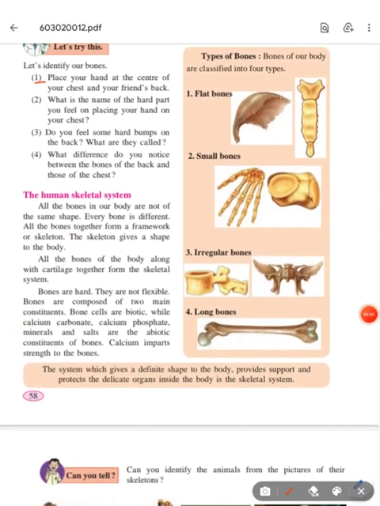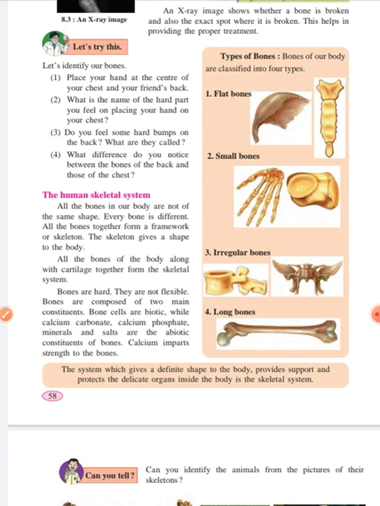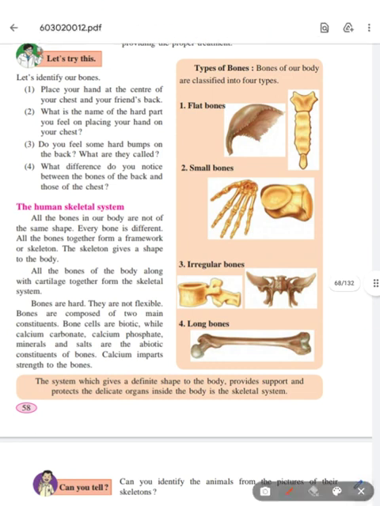First, place your hand at the center of your chest and your back. What is the name of the hard part you feel when placing your hand on your chest? Do you feel some hard bumps on the back? What are they called? What difference do you notice between the bones of the back and those of the chest? You have to identify the bones.